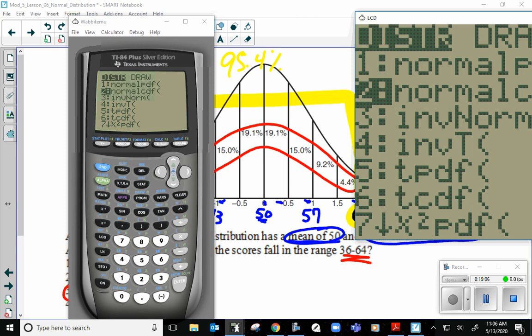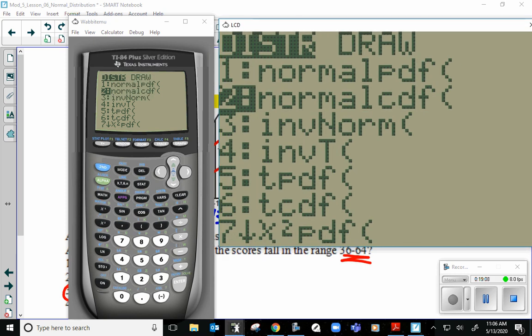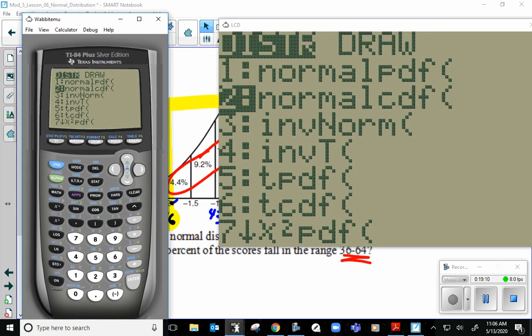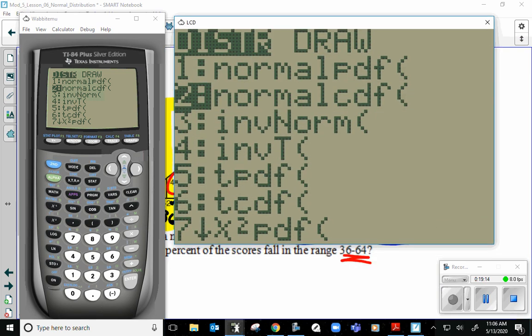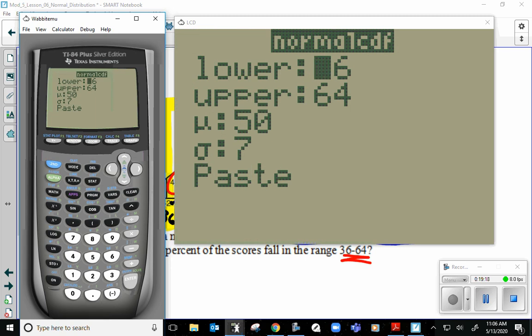Some of you might be using cell phones, and it might be tough to see the screen. So I just do that, and I just do this here. Okay, 3664. I got to pick normal CDF, not PDF, just CDF. My lower bound is 36. I put this in earlier. My upper bound is 64. My mean is 50, and my standard deviation is 7.